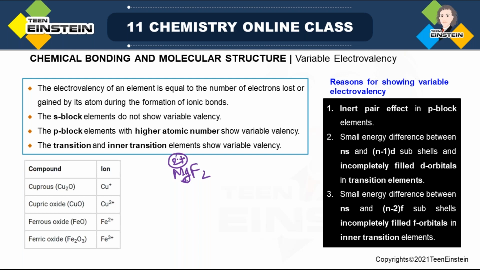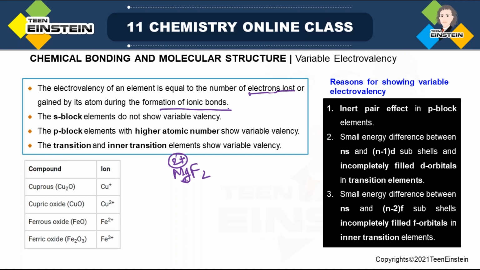For magnesium it is always 2. You will never see magnesium plus ion or magnesium 3+, because that is not possible. If you write the electronic configuration, you will see when it has lost 2 electrons, it will reach noble gas configuration. That is why Mg2+ is the only electrovalency possible for Mg. But there are some cases where for the same element you can get more than one electrovalency, so that is why it is variable electrovalency. The electrovalency of an element is equal to the number of electrons lost or gained by its atom during formation of ionic bond.